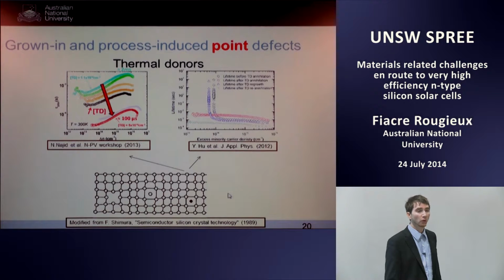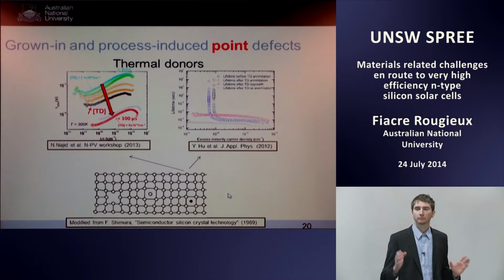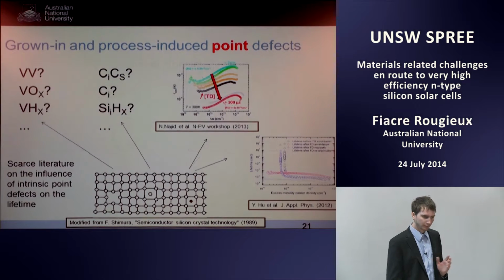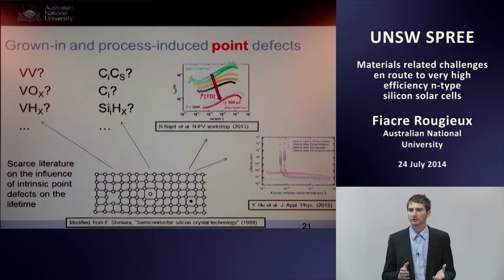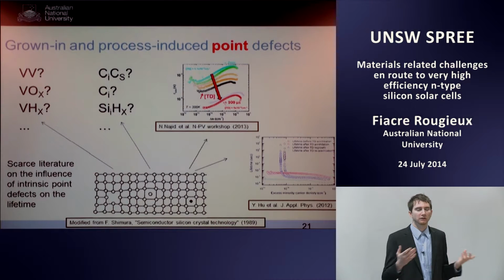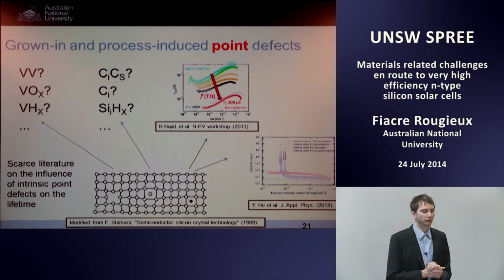So we know for sure that some grown-in point defects, some point defects created during ingot growth, can limit the lifetime. Now the question is, are there any other point defects limiting the lifetime? Are they divacancy? Are they vacancy oxygen, vacancy hydrogen, vacancy nitrogen, or potentially an interstitial related defect? We are not sure, and the literature on this subject is very small. So we're really at the beginning of something quite new and exciting.